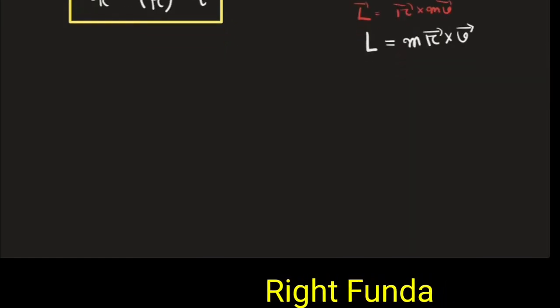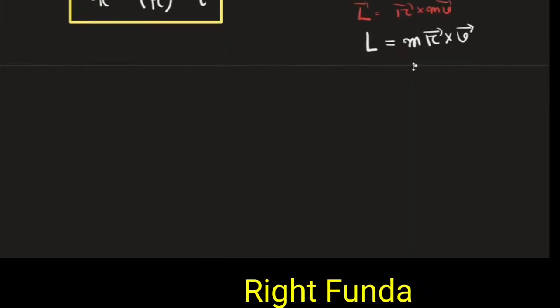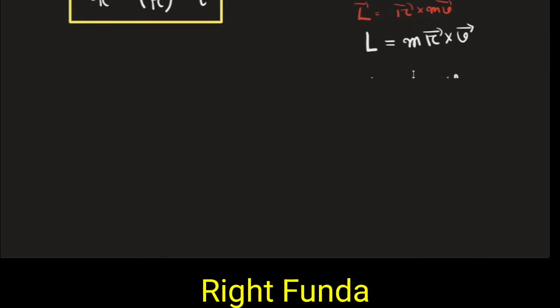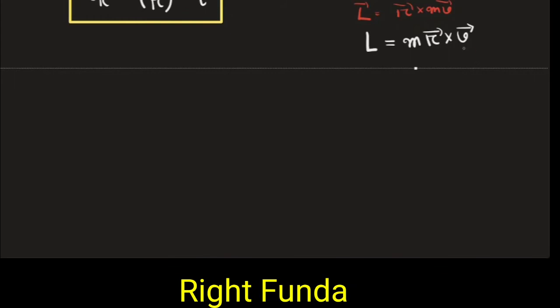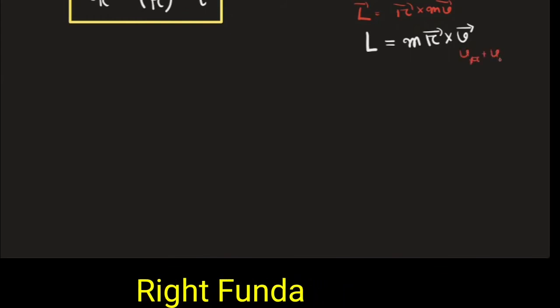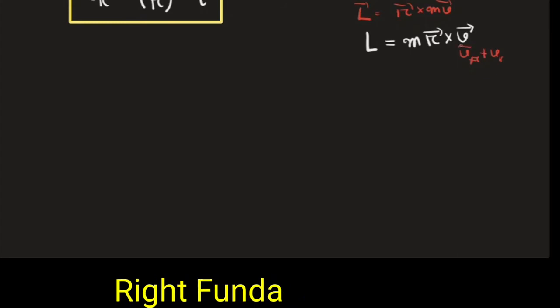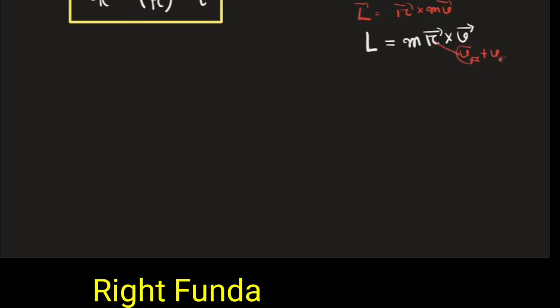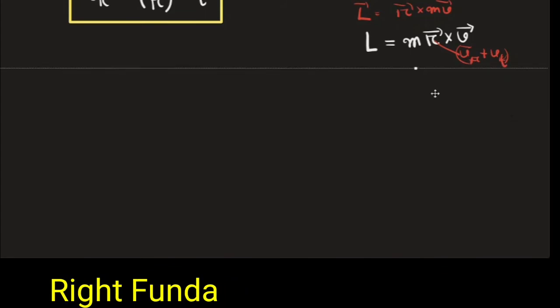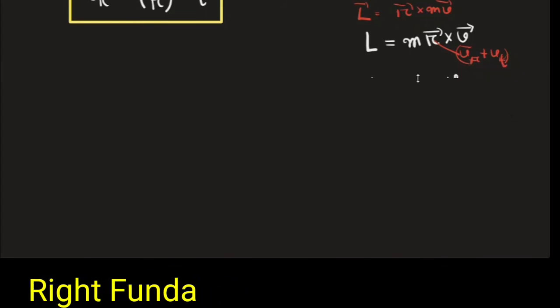So this I can write, and which velocity will be there? Because when you take this component R, it has two components of velocity: one is the radial component, V radial, and the other is V perpendicular. When you do the cross product, the radial part will be zero. Only the tangential component will be present after the cross product.